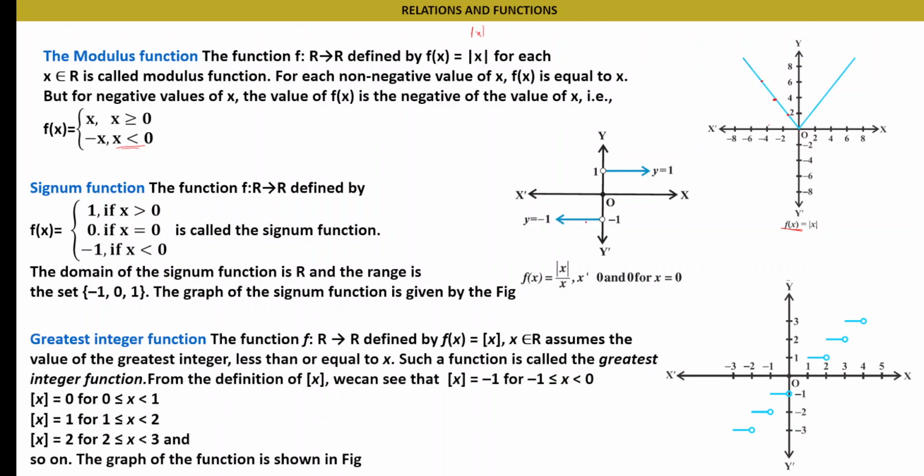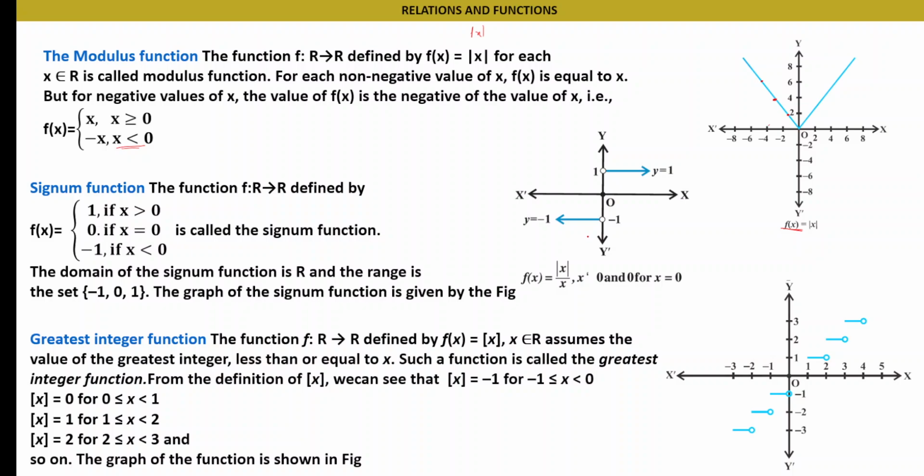Next one is the greatest integer function. The function f: R → R defined by f(x) = [x], x belongs to R, assumes the value of the greatest integer less than or equal to x. Here this is denoted with square brackets. Such a function is called a greatest integer function.